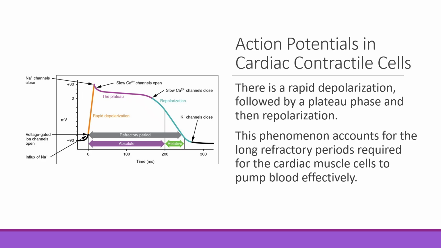A little bit different when we're talking about what we see with the heart. So over on the left-hand side, you see the rapid depolarization in red. And then rather than a spike that drops back down, you see this plateau where it sits there for a second, and then it starts to repolarize. So a very different shaped graph that we see in heart. This phenomenon accounts for the long refractory period that's required for cardiac muscle cells to pump the blood efficiently.